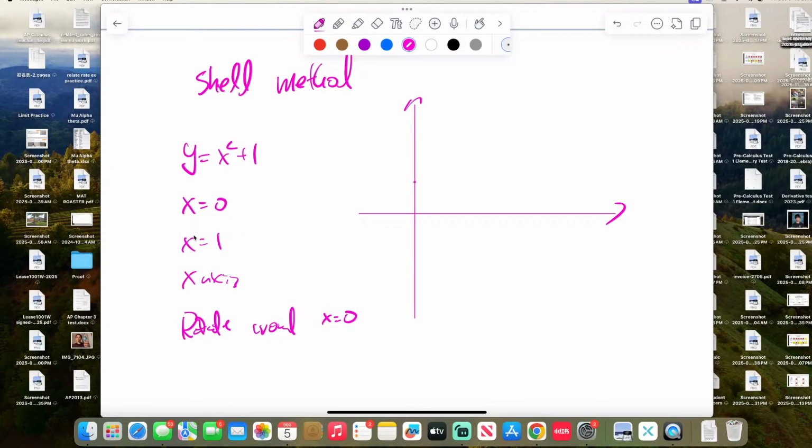So it's x squared, so it's right here. Plus 1 is going to go all the way to 2, so it's going to be here. And it's rotating around here. Okay, so this is a disc washer combined. Why do you need a combine? Because you have to break it into two sections. If I strictly rotate around here, this is a disc, but from here to here is a washer.